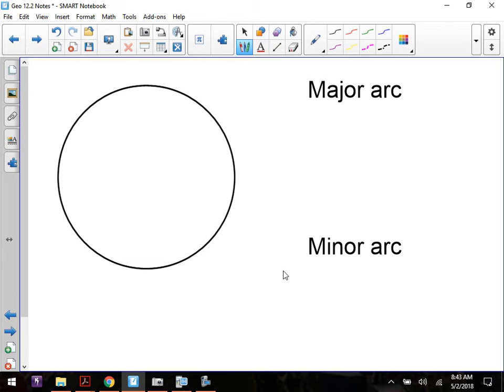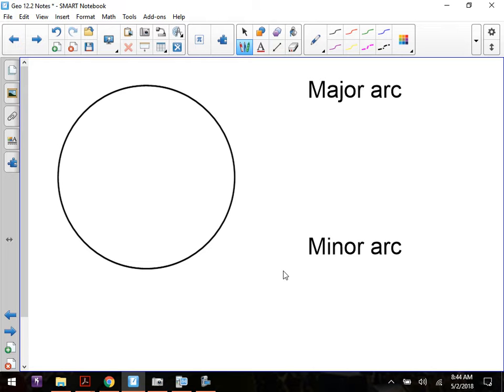You're close-ish. Very similar. Major arcs are above 180, minor arcs are below 180. And that's kind of where you were going towards. I appreciate you going out on a limb. Now, what happens if the arc measures 180? What's that called? Semicircle. Very good.